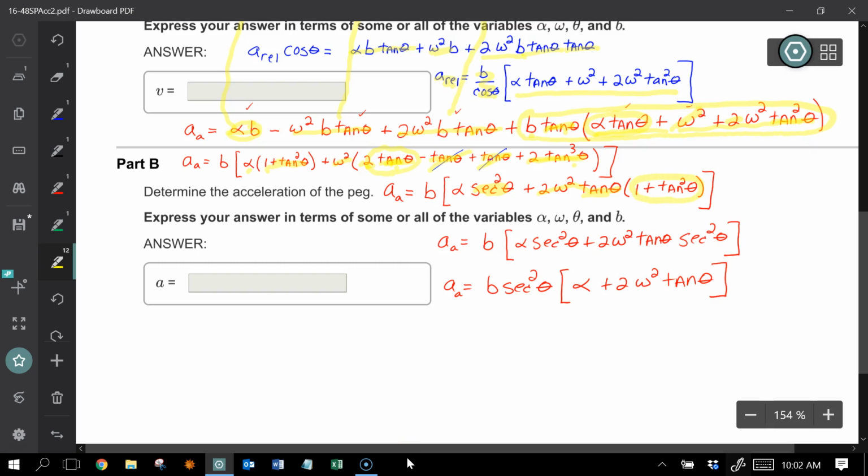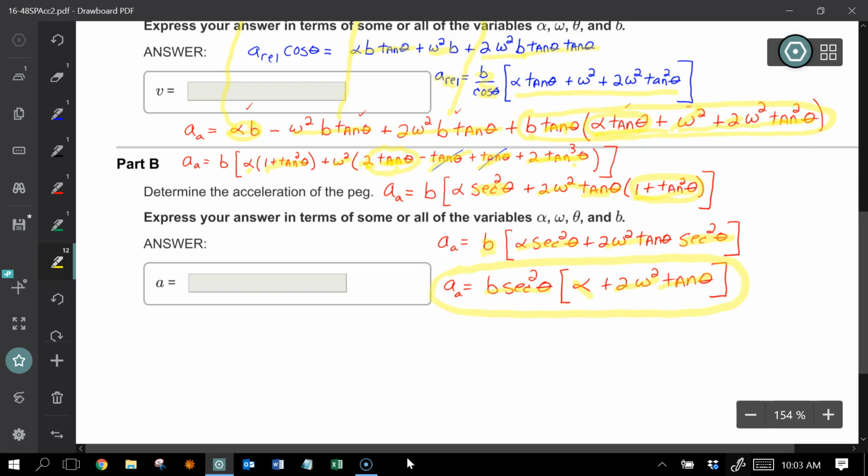Okay, so the last thing here, I guess second to last, the B is right there. I'm just copying this one down, and then this is 1 plus tangent squared, which is the secant squared. And so now I just pull out a secant squared, and you're left with an alpha and a 2 omega squared from here, times the tangent of theta. So that's the final result.